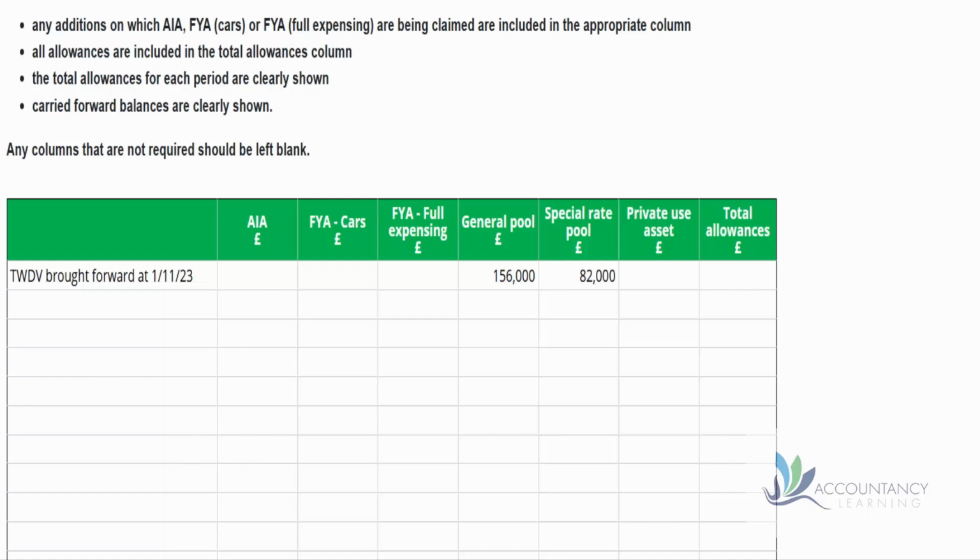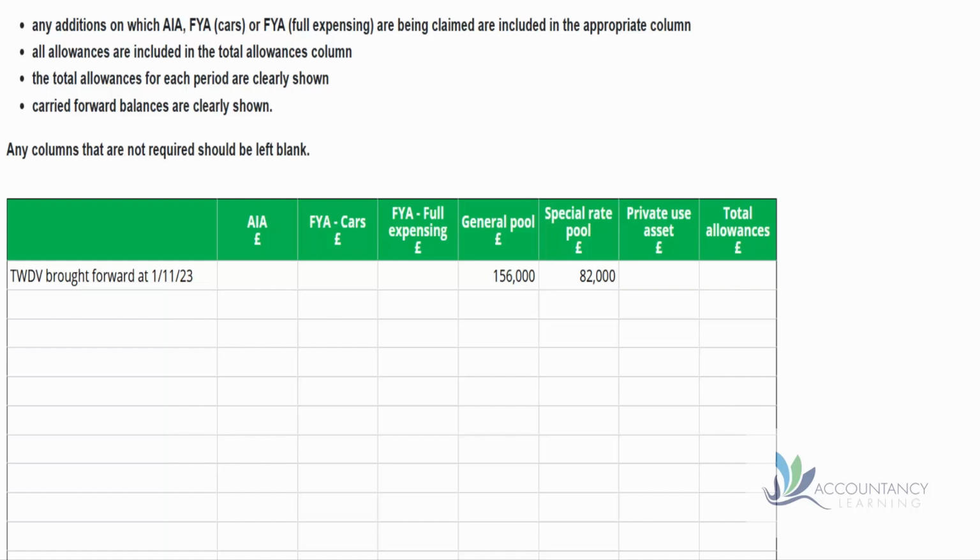So what can we include in here? We can include plant and machinery, integral features, long life assets and private use assets, but we cannot include cars and we cannot include structures and buildings in the annual investment allowance. And then in the next column, we've got the first year allowance for cars. This is where we have zero emission cars, and we can get 100% allowance on zero emission cars.